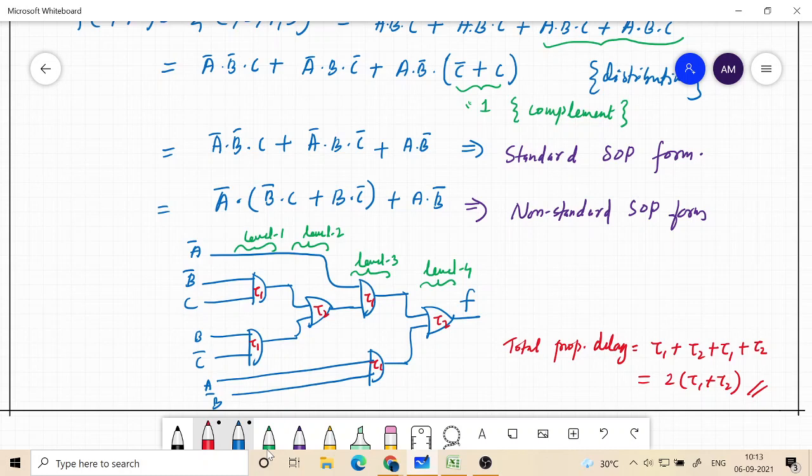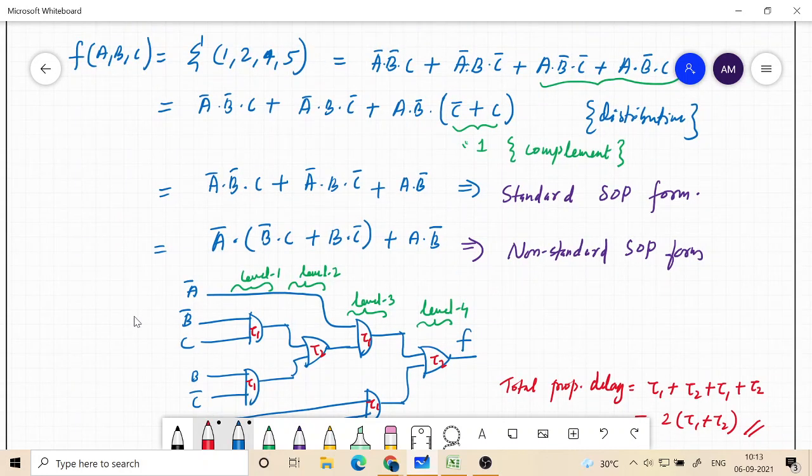Okay, in direct or complement form, if we assume it is available, then this much delay is required. Whereas if you go to the standard implementation, you can see that the AND gate will have tau 1 and the OR gate will have tau 2. So the propagation delay is equal to tau 1 plus tau 2, not 2 into tau 1 plus tau 2.